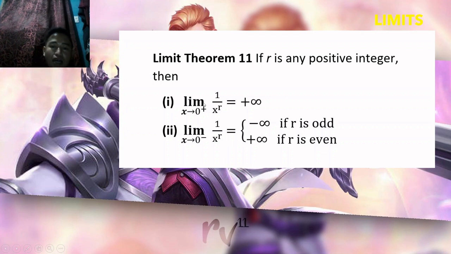So for 1 over x to the power of r, the limit is positive infinity if r is even. But if r is odd, the values differ: from 0 plus it is positive infinity, and from 0 minus it is negative infinity.